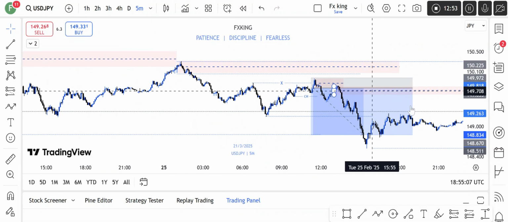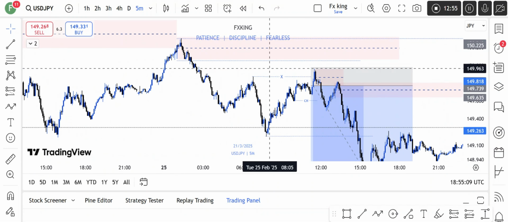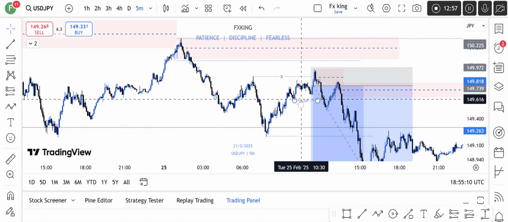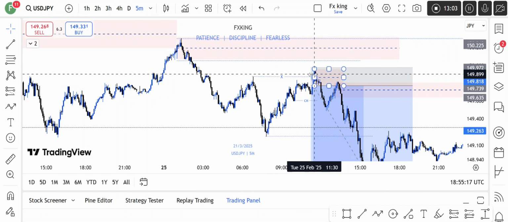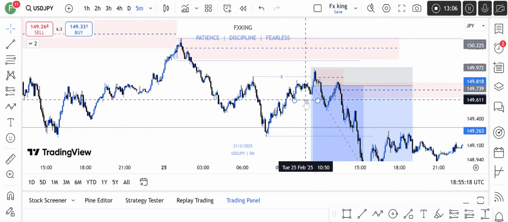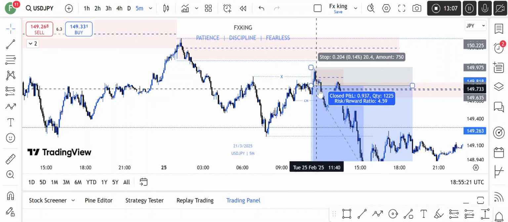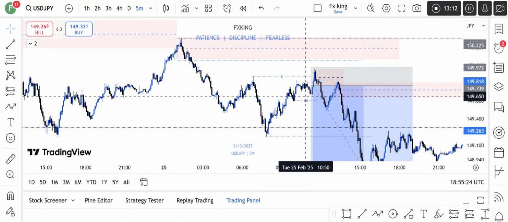So this was a sweep here. This was a sweep here, right? I've gone below a lot. Once this sweep happened here, I waited for a change of character. The reason why I marked this is because this change of character was not valid on the 15 minutes. I think I took this entry, but on the 15 minutes.